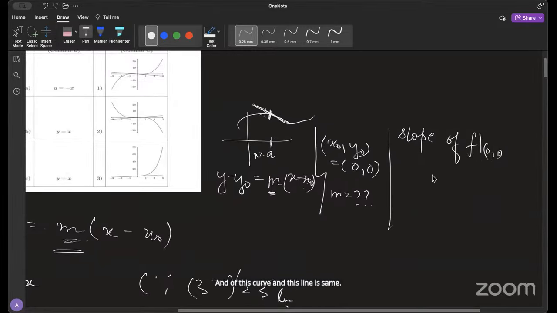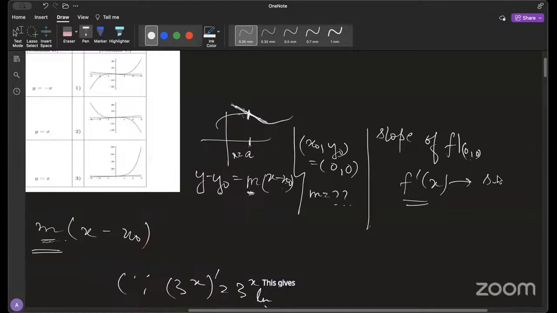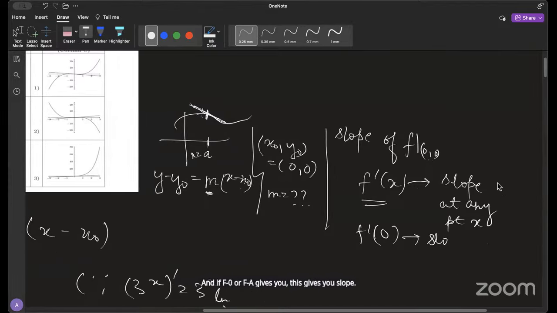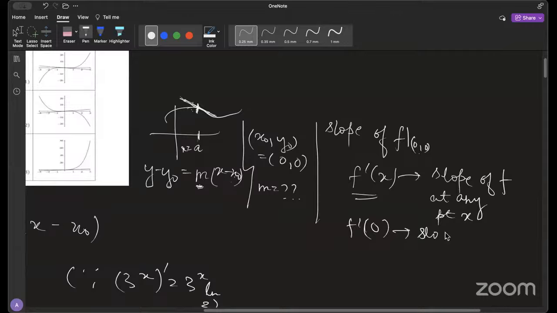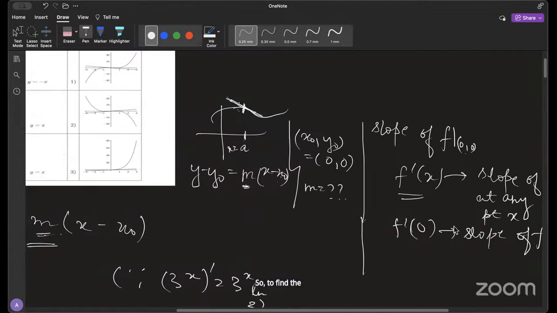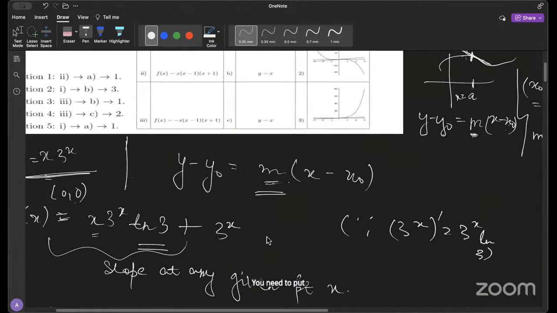So your slope of f is given by f dash x. This gives you general slope. General slope means this gives you slope at any point x. And f dash 0 or f dash a gives you slope of f at 0, right? At x equals to 0. So to find the slope at 0, 0, first you need to find the derivative.